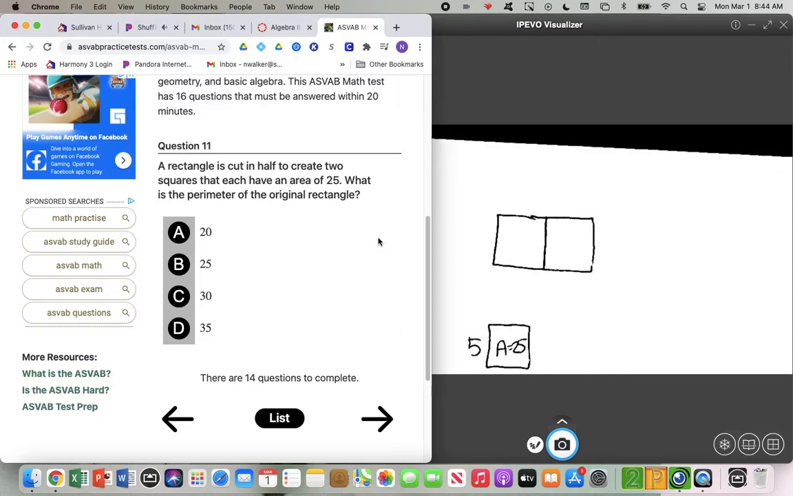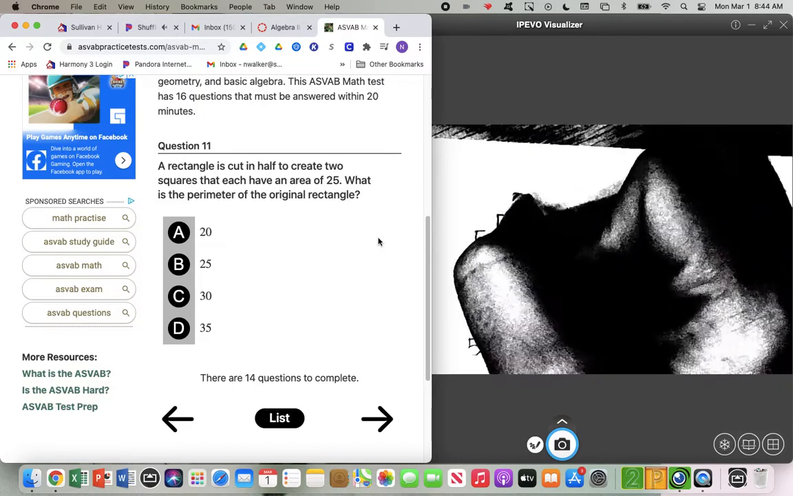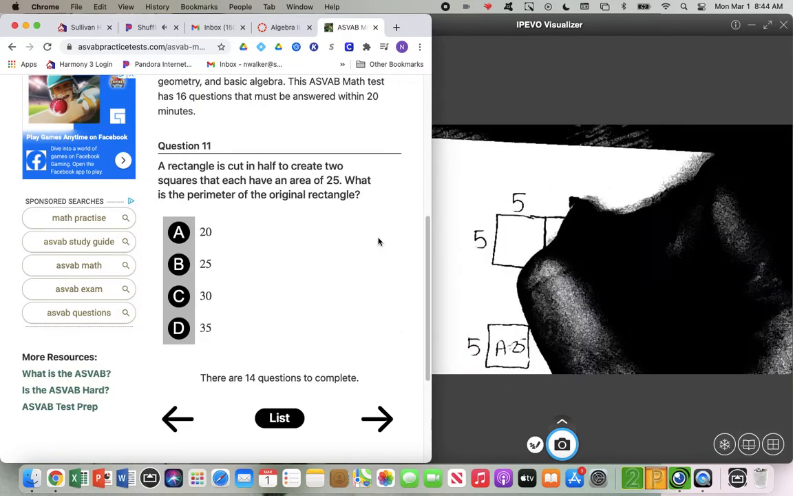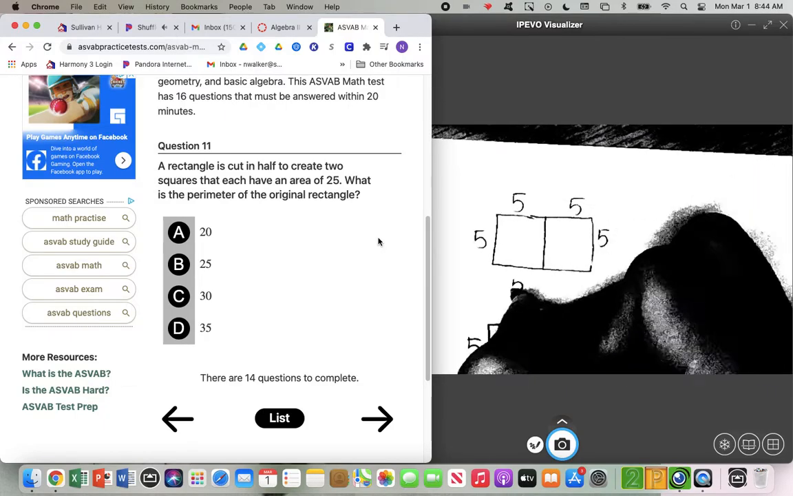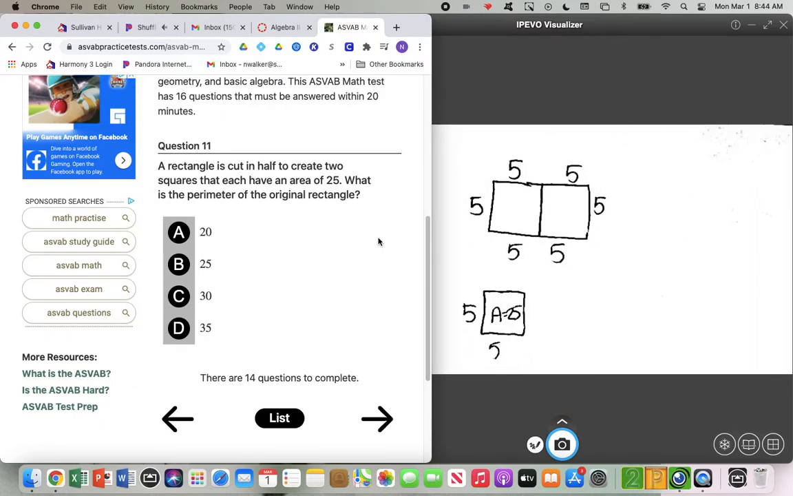So what this is telling us is that this is 5 and that's 5, and then on the same side, this one's 5 and that one's 5. So each one of these little pieces is 5. And it says, what's the perimeter of the original rectangle? How do you find perimeter? Do we multiply or do we add for perimeter?